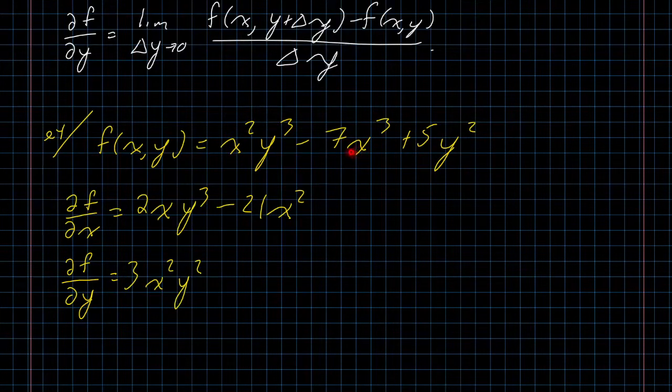The second term, when I'm differentiating with respect to y, x is constant. So this whole term is a constant, and the derivative of a constant is 0. I go on to the last term, 5y squared. There's no x involved whatsoever, so we can take the derivative here the same way we would take the derivative of a function of a single variable. Derivative of 5y squared is 10y.